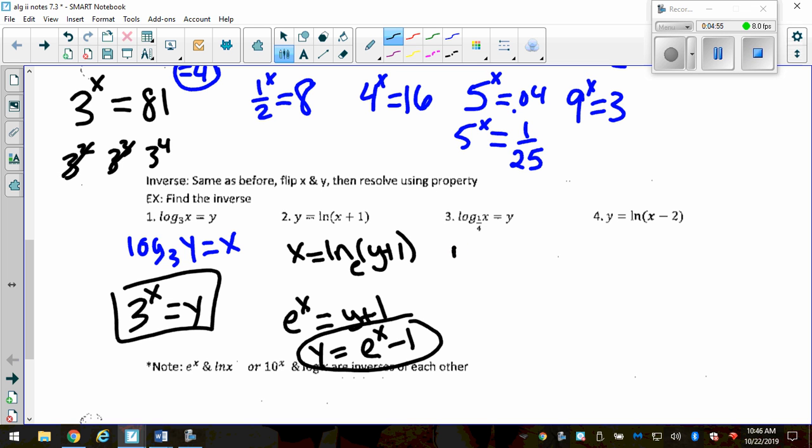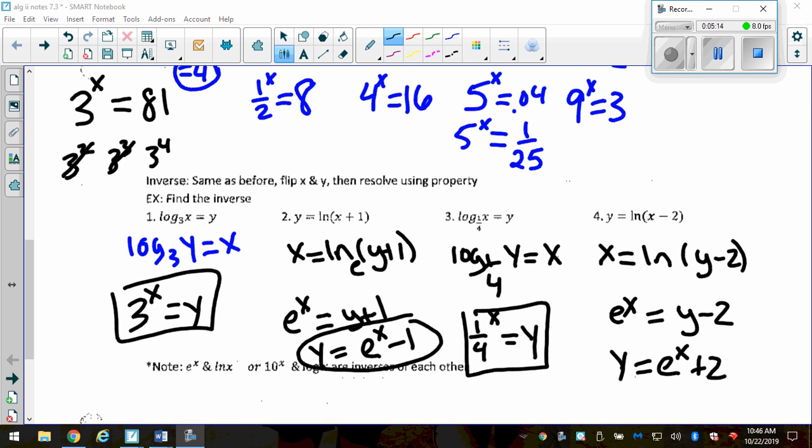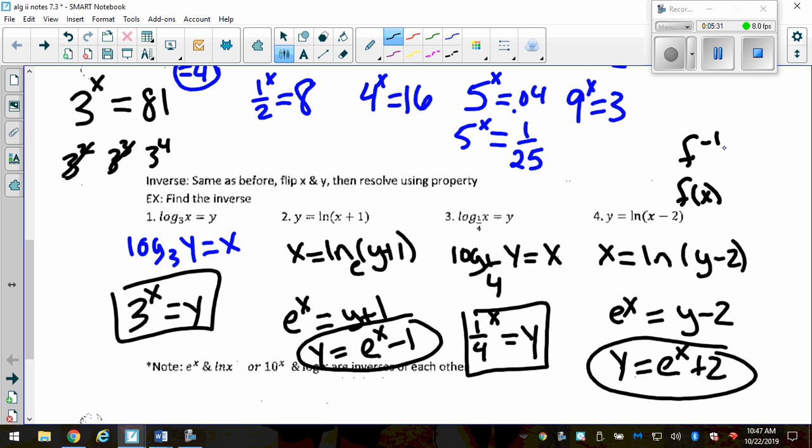Correct, switch your x and y. And then you rewrite it: 1/4 to the x equals y. Go ahead and try to solve number 4. You should get... When I solved it here, I went ahead and rewrote it as e to the x, and then added the 2 over. So your inverse function would be y. An inverse is typically, if we say f of x equals a function, the inverse is denoted as f to the -1. And that's just notation. This one right here would mean that it is the inverse function.